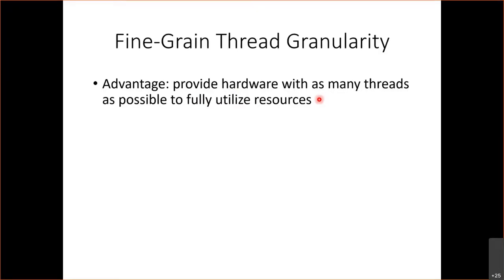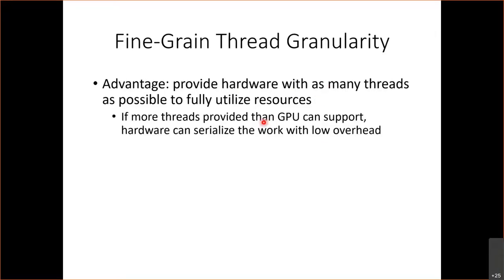Now, what happens if we provide hardware with all these threads, but the hardware actually has fewer resources than the threads that we gave it? What does the hardware do? We wait. Right. They wait until there are resources for them to execute. So if there are more threads provided than the GPU can support, then the hardware can serialize this work with low overhead.